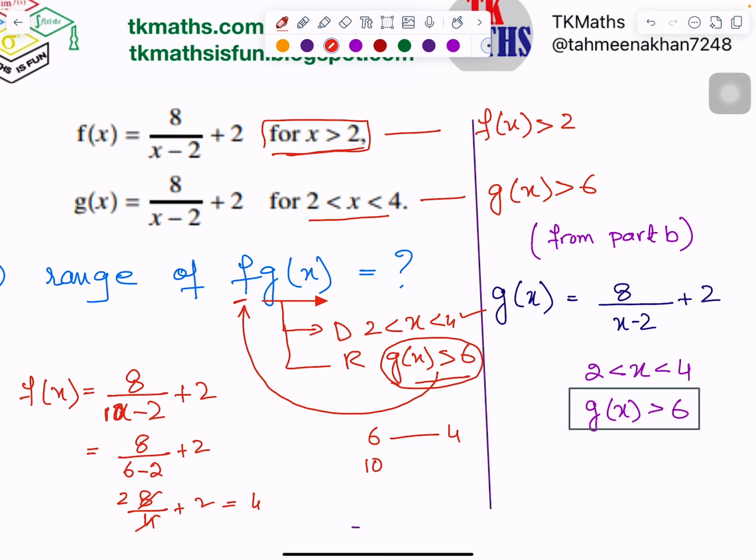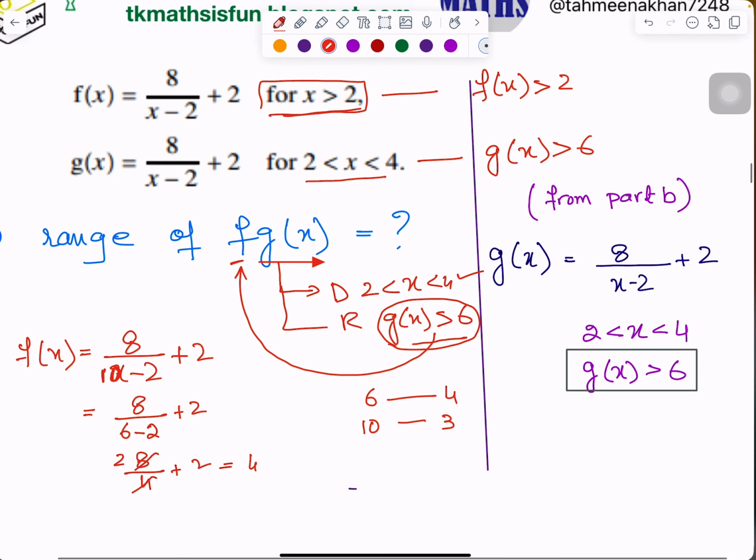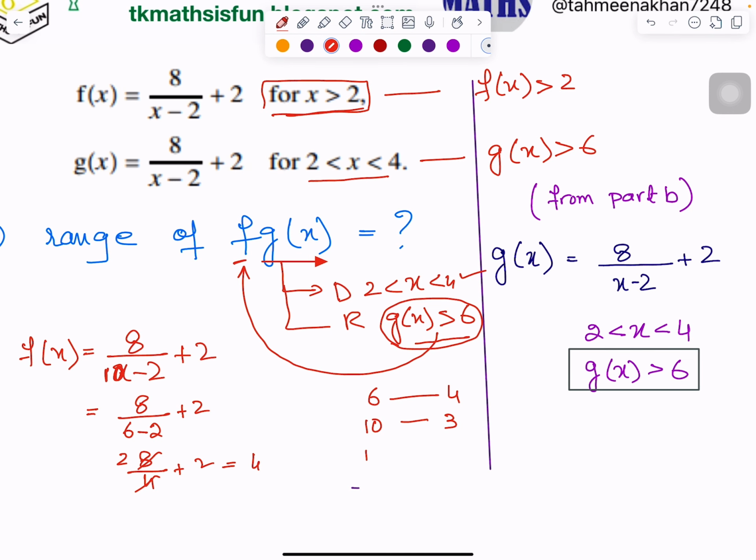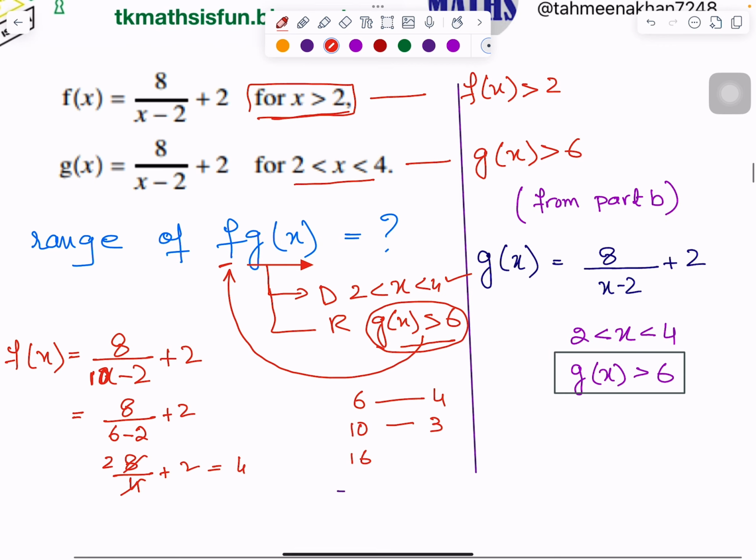Now I'm doing it mentally rather than writing. 10 minus 2 is 8. 8 divided by 8 is 1. 1 plus 2 is 3. And after that, if I take a further big value, suppose I take 16. 16 minus 2 is 14. 8 divided by 14 is further smaller, plus 2. So what is happening? My values of y are decreasing, but they will not go less than 2, because every time you will be adding 2 to it. So your values of y will be from 2 to 4.